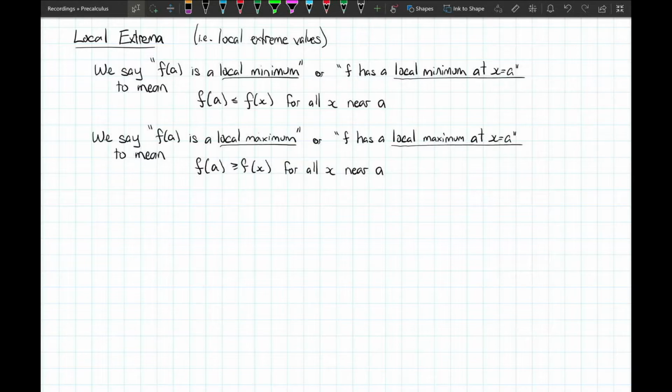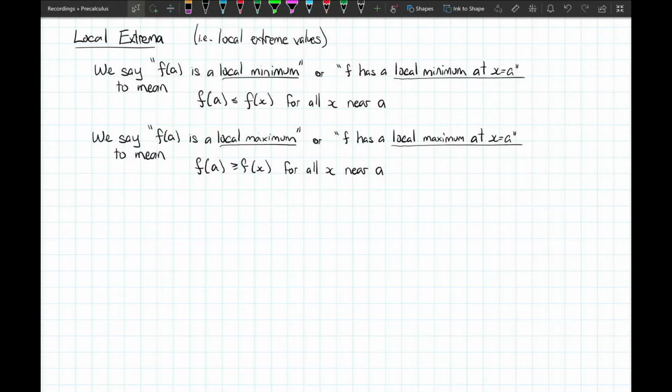Now, the same thing goes with the maximum. We could either say that f of a is a local maximum value of the function, or we could say that f has a local maximum value at x equals a, and that would mean that f of a is greater than or equal to f of x for all of the values of x near a. So again, picking any x in a small interval around a, we're going to find that f of x is less than or equal to f of a, which is the maximum.